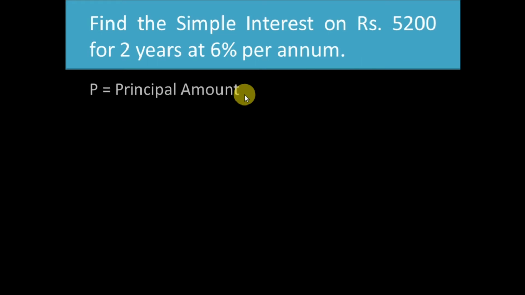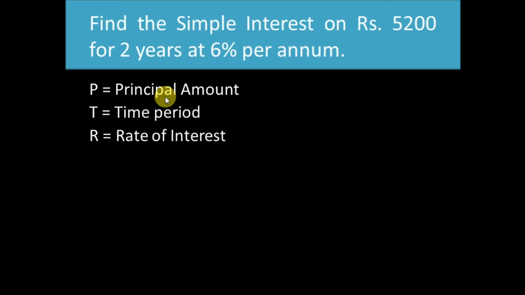Here, let's suppose P is the principal amount, T is the time period, and R is the rate of interest. So we have the formula: I is equal to P multiplied by T multiplied by R divided by 100. Why divided by 100? Because it is a percent, 6% per annum. That's why we divide it by 100.